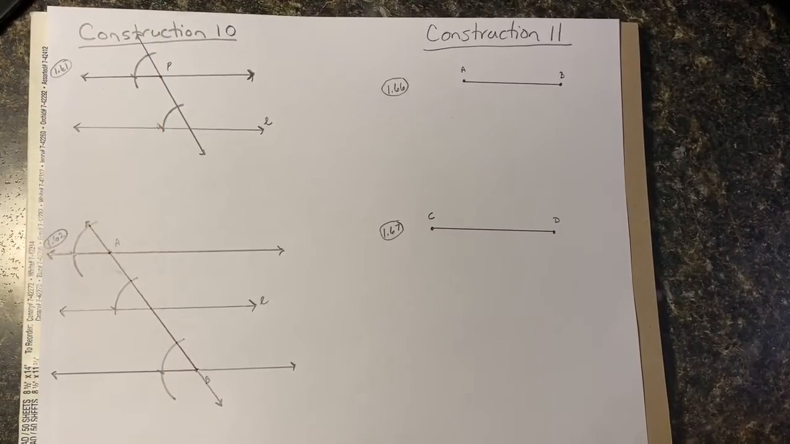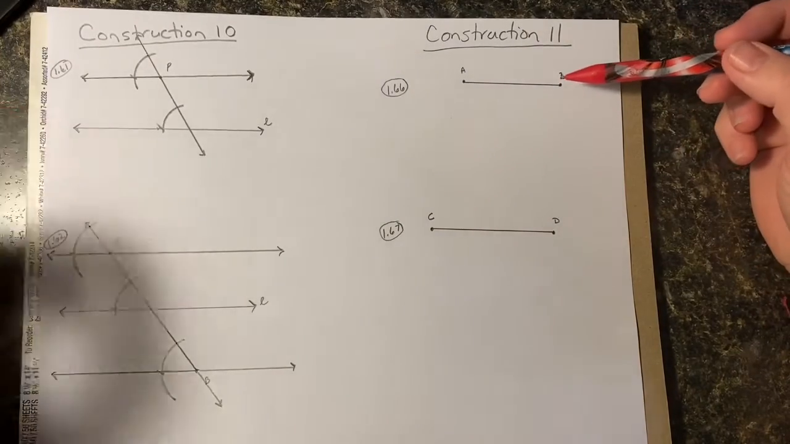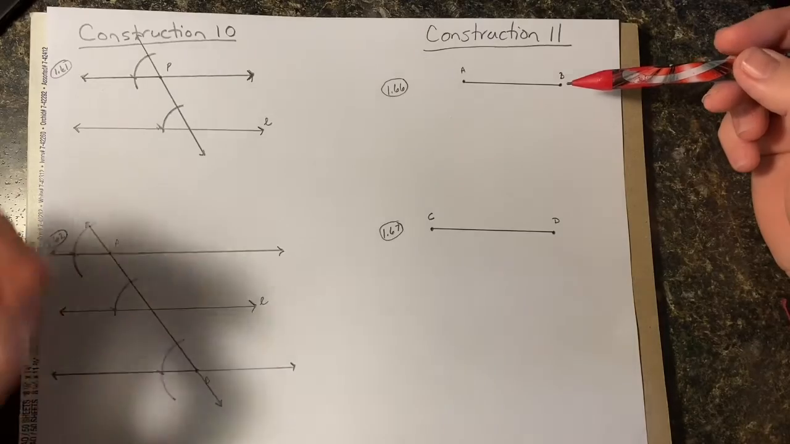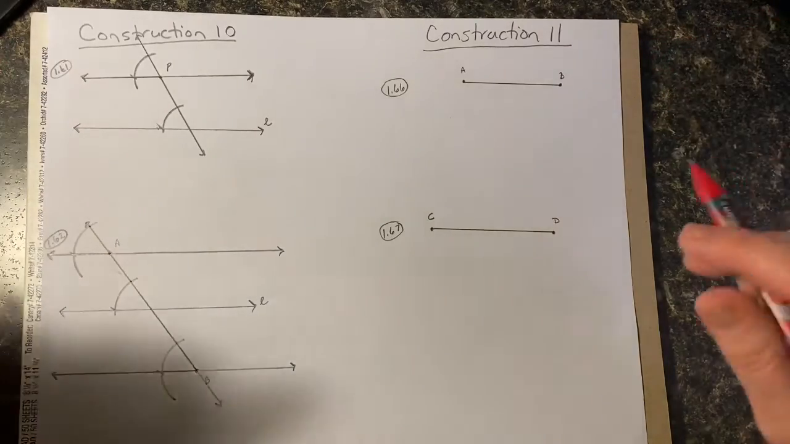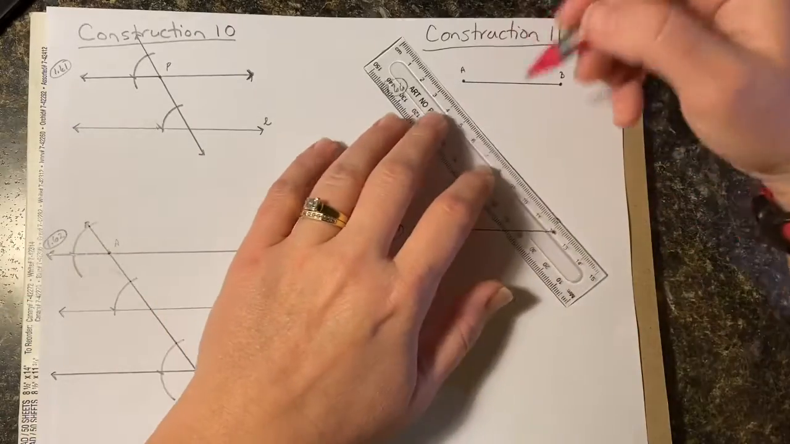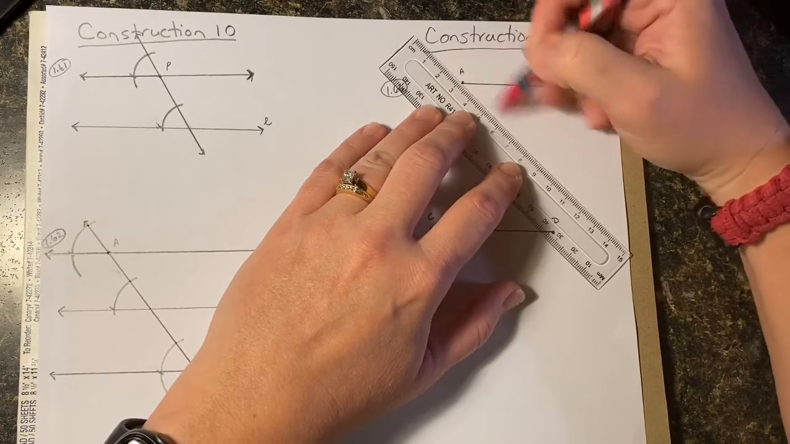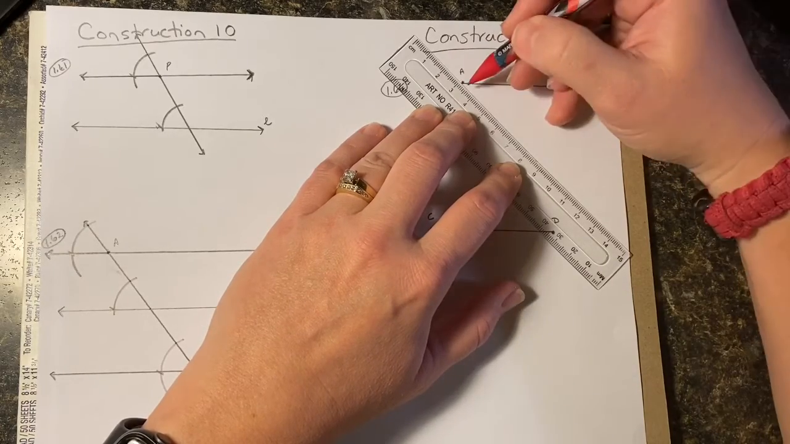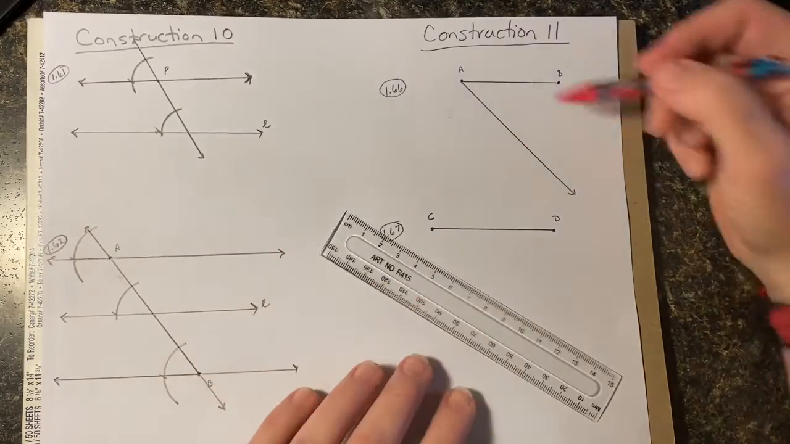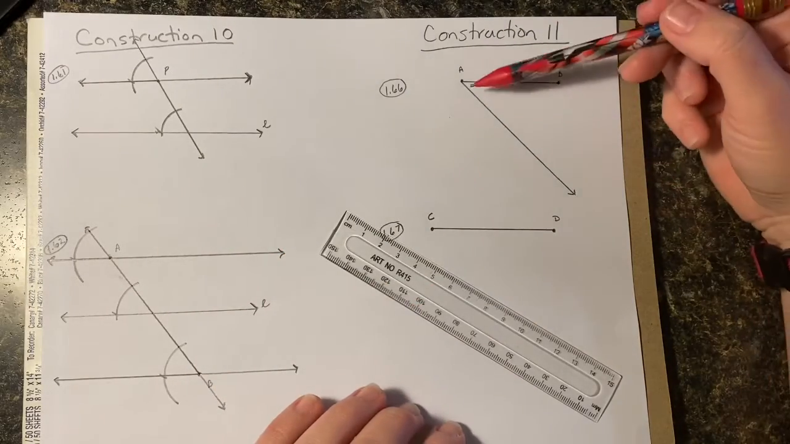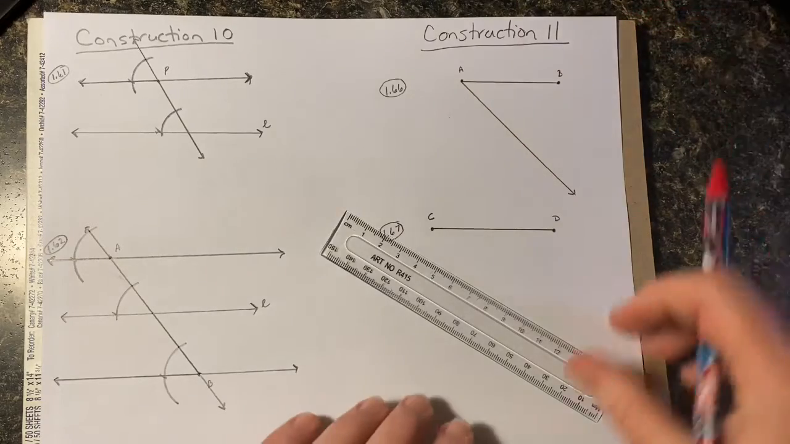Okay, so construction 11 is a little bit different. We're given a segment and they want us to divide it into equal parts, okay? So how we begin doing that is we find our ruler and we're just going to draw a ray at a comfortable angle to our line. Okay? We're just going to draw a ray from point A at a comfortable angle. All right, that's step 1.